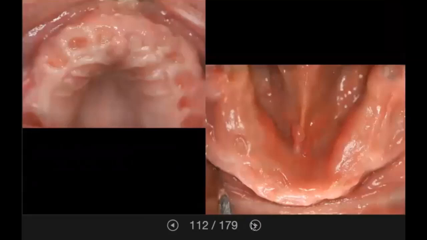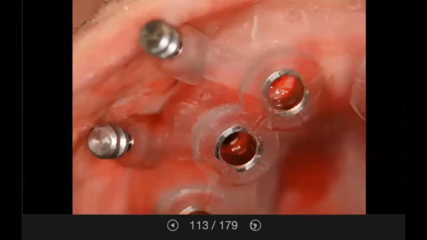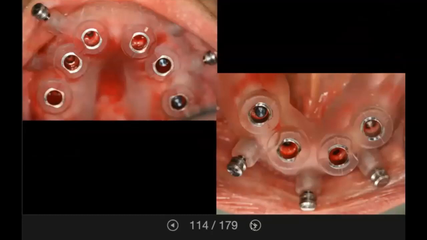Here are the edentulous arches prior to surgery. The guides are placed and skeletal fixation pins are drilled and engaged in solid native bone. Implants are placed in a flapless fashion through the surgical guides.